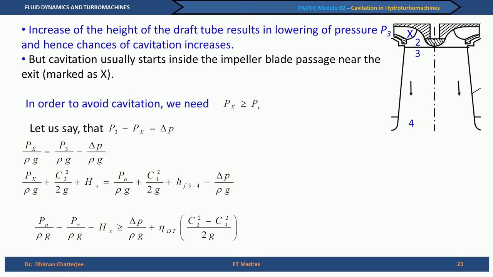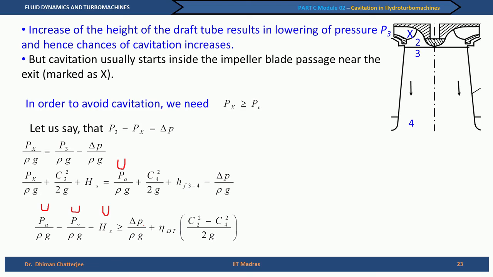As a user of the turbine, you know where you are going to install the turbine, so the atmospheric pressure is known to the user. Then the vapor pressure is also known to the user, because we know the temperature of the liquid. And Hs is where we want to mount the turbine above the tail race level. So, the left hand side shows all the terms that are known to the user.